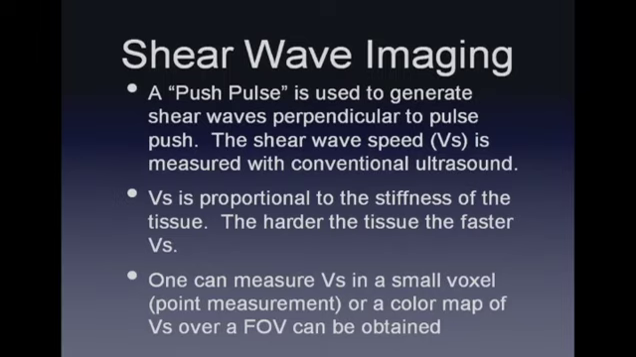With shear wave imaging, this push pulse is used to generate shear waves which are perpendicular to the push pulse. The shear wave speed, or Vs, is measured with conventional ultrasound. Vs is proportional to the stiffness of the tissue, so the harder the tissue, the faster the Vs. One can measure the Vs in a very small voxel or a point measurement, or can use a color map of Vs over a larger field of view to obtain the measurements at several pixels throughout the image.